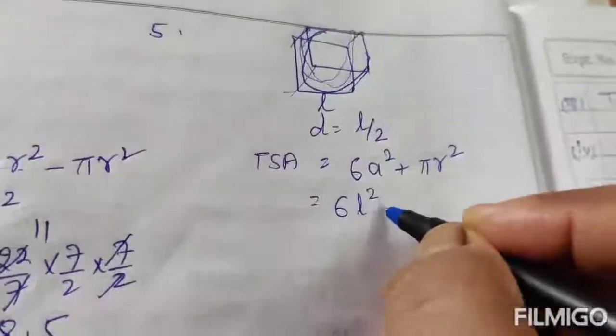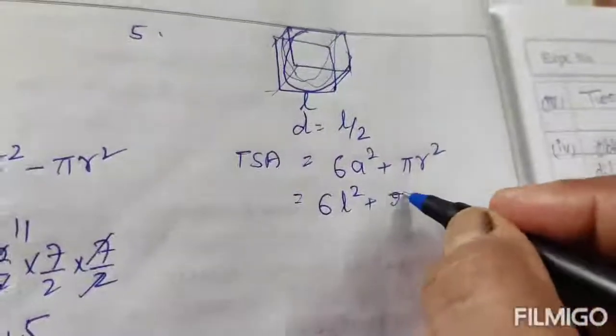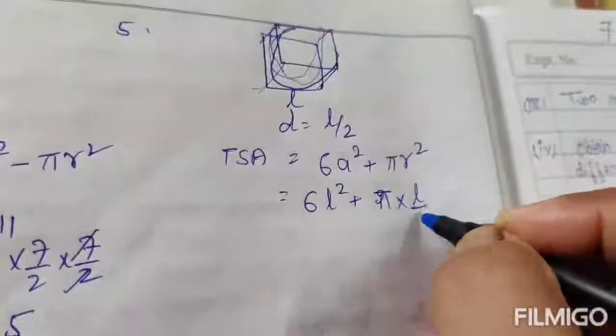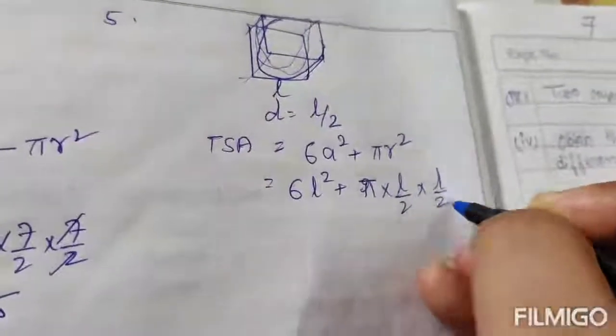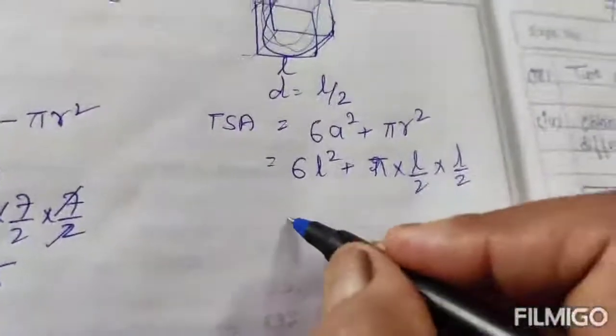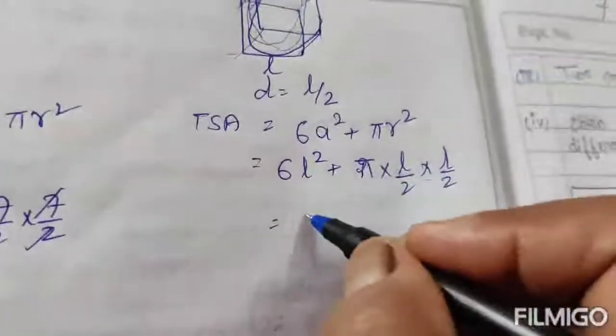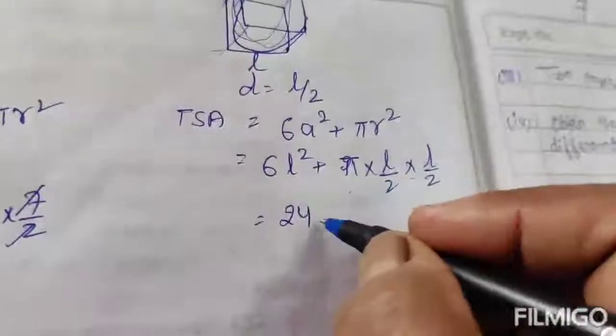6l square plus pi r square, with r as l by 2 into l by 2. Then taking common, 6 into 4 is 24. 24 l square.